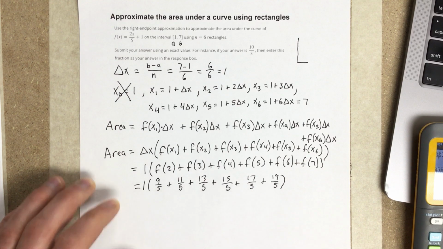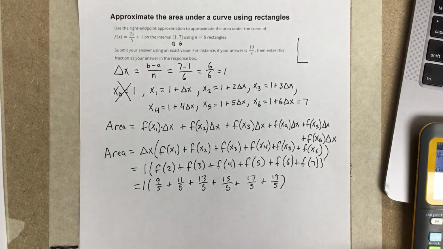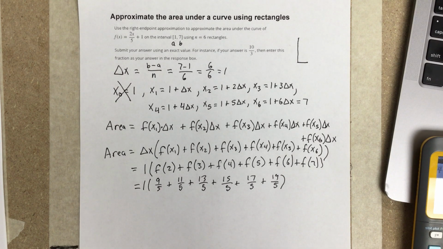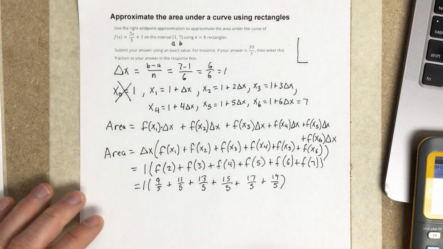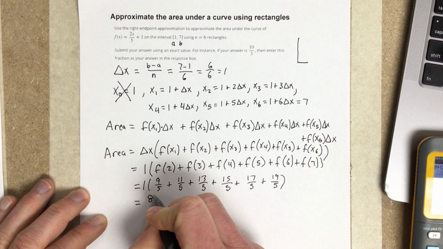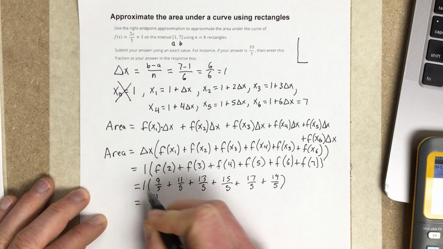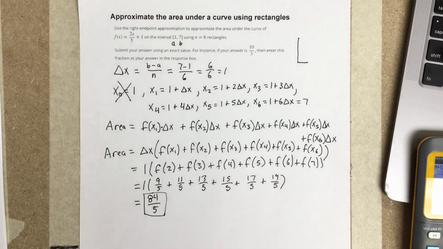Now I want to add all these together. If I add the 9 plus 11 plus 13 plus 15 plus 17 plus 19, we get 84 over 5. So we end up with 84 over 5 times the 1, which will just be 84 over 5. So this is the area using right endpoint approximation.